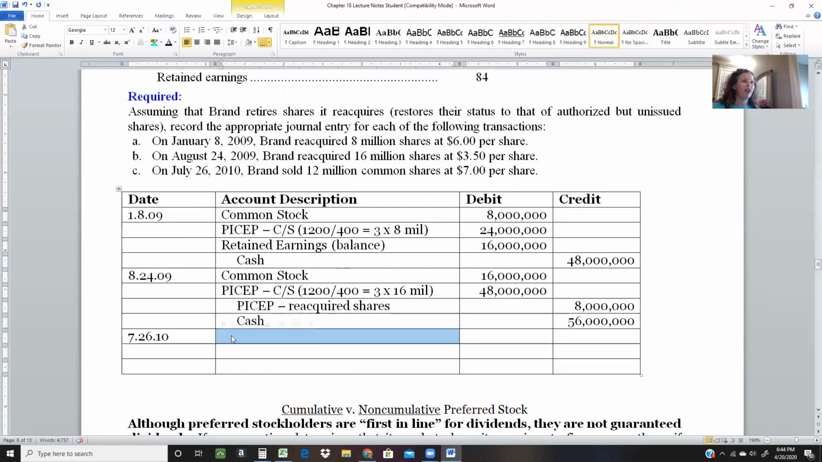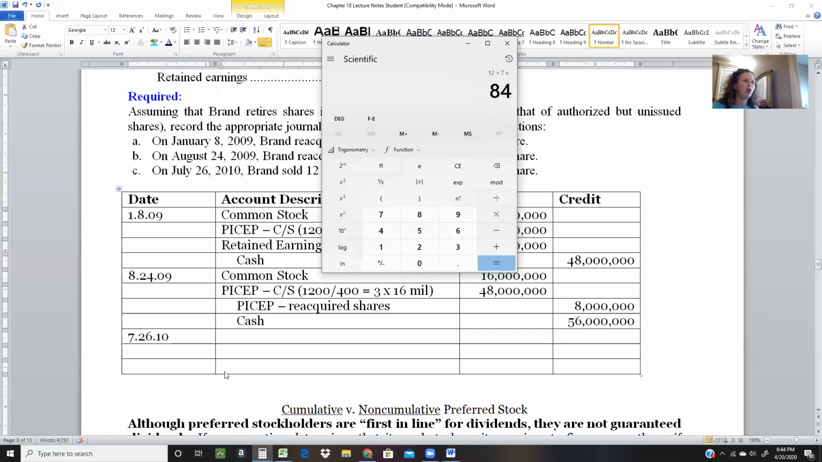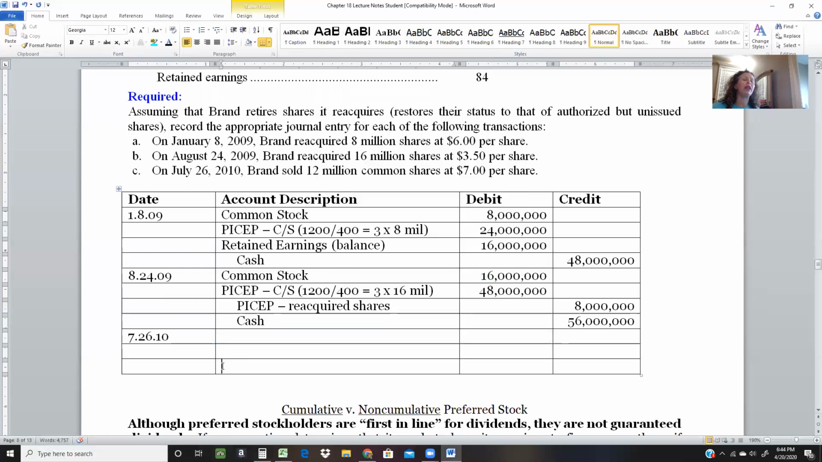So this is a completely separate transaction that has nothing to do with our treasury stock. We didn't have treasury stock, but reacquired shares. We are Brand, and we're selling shares, so we are going to bring in cash. 12 million times 7 is 84 million. We're only going to put the par value in common stock, so $1 a share means 12 million will go in common stock. And then all of our excess will go in PICEP-common stock.